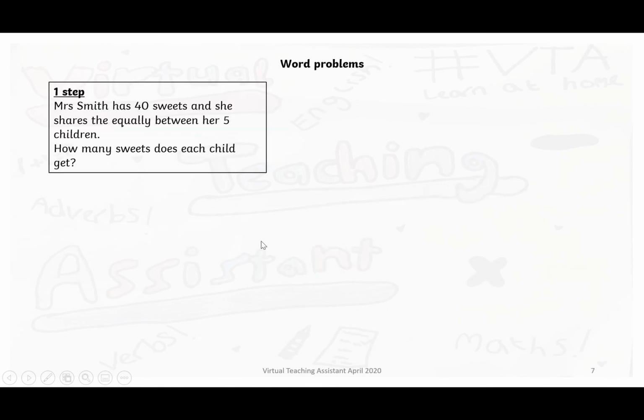Okay? Word problems again. So Mrs. Smith has 40 sweets and she shares them equally between 5 children. How many sweets does each child get? So again, we've got to concentrate on the information that's relevant. So 40 sweets, 5 children. I know my biggest number has to come first. So this is going to be 40 divided by 5. And I know that equals 8.